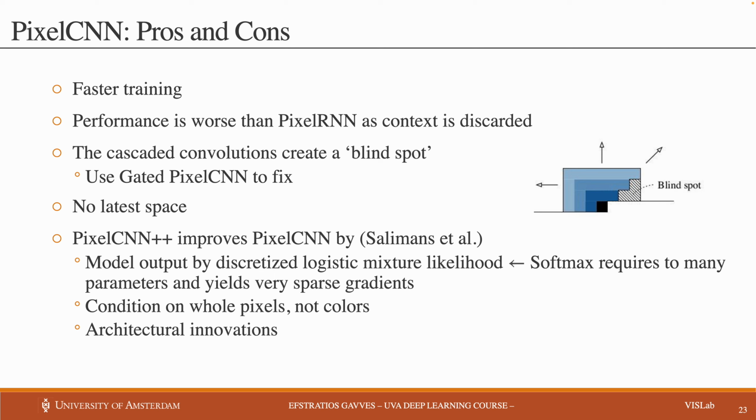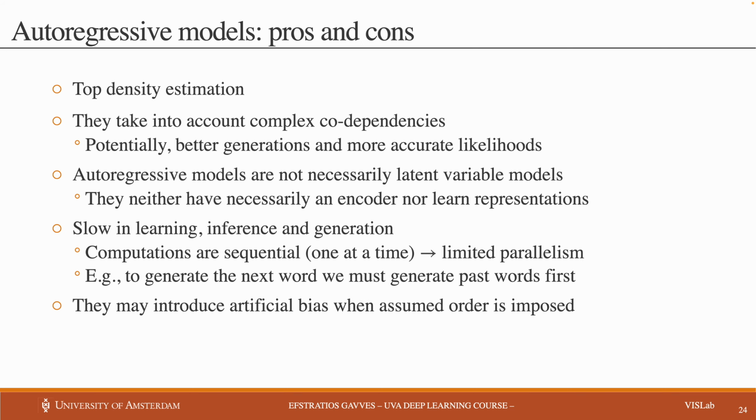It conditions on whole pixels, not colors, so you don't take the R, the G and the B separately, but all of RGB, the whole pixel. And then they also do some architectural innovations. In general, you get really good density estimation with autoregressive models. It's literally the definition, let's say. And then they can take into account complex codependencies, because all the conditionals can capture that. So for example, if you have perfect modeling of the conditionals, then you've got all the dependencies your data has.